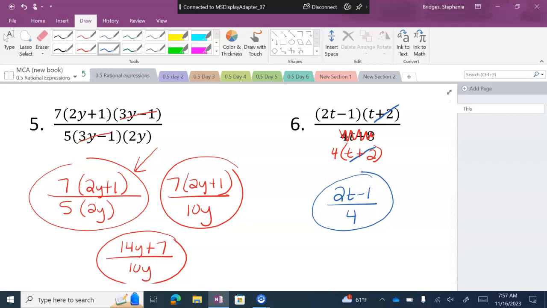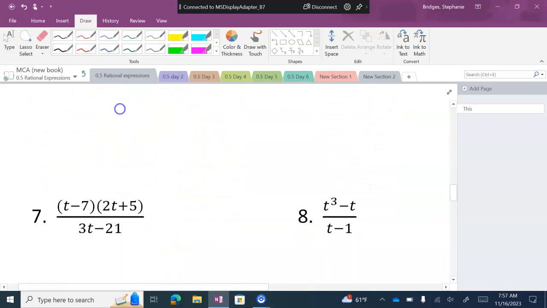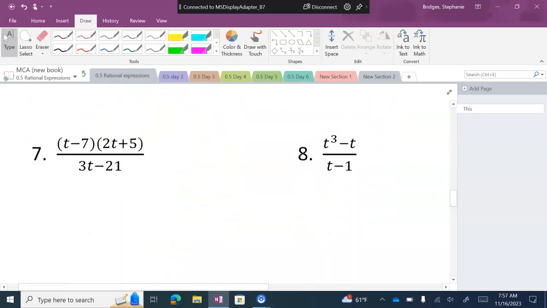Everybody kind of okay? All right, take a minute and I want you to try 7. It is very similar to 6. Number 7 is very similar to number 6.